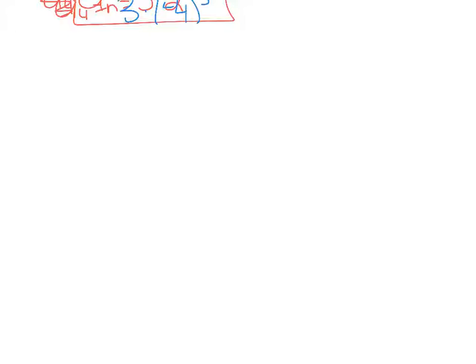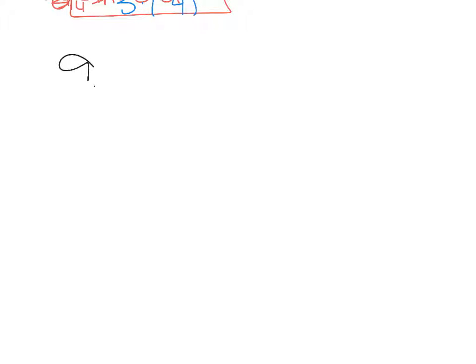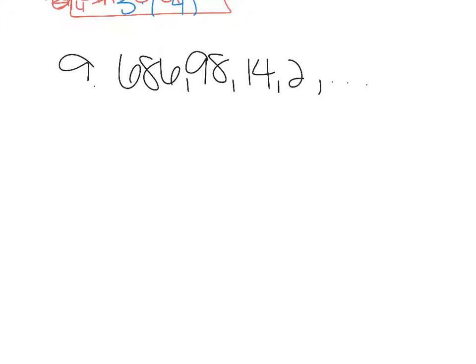Let's do one more of those. Number 9 says 686, 98, 14, 2, dot, dot, dot. Now, this one, if you're looking at the pattern, if you just start with 686 and 98, that might get kind of confusing. But if you keep going here, 98 to 14 and 14 to 2, it looks like we're dividing by 7. And if you check those numbers, that will work.